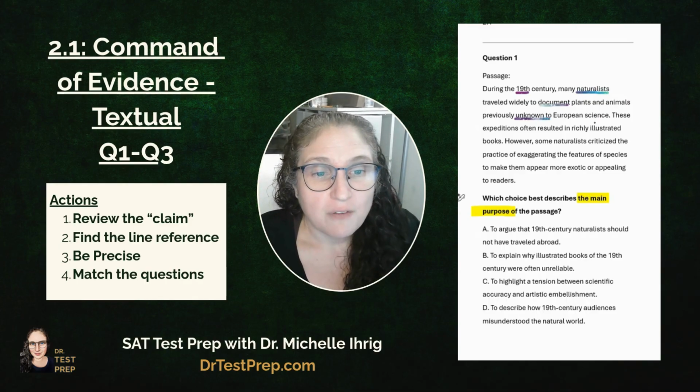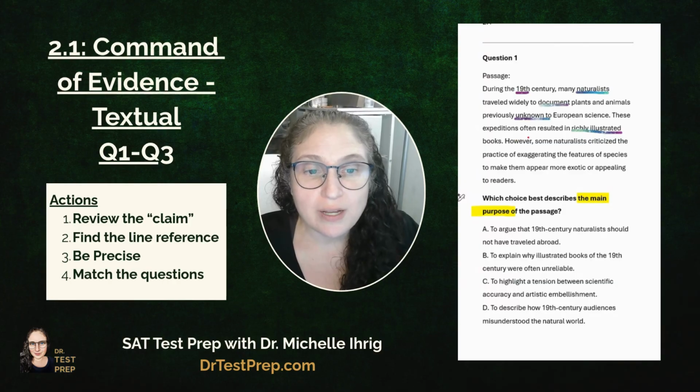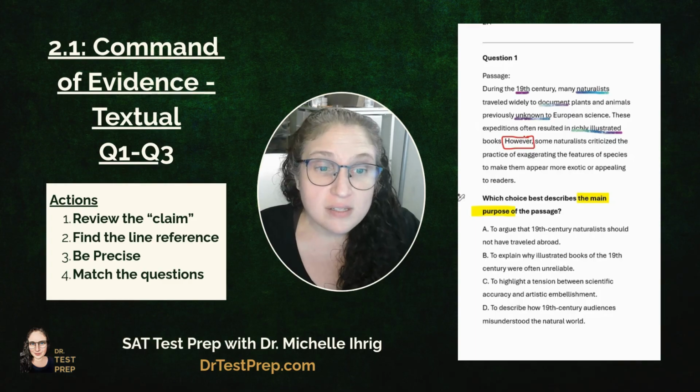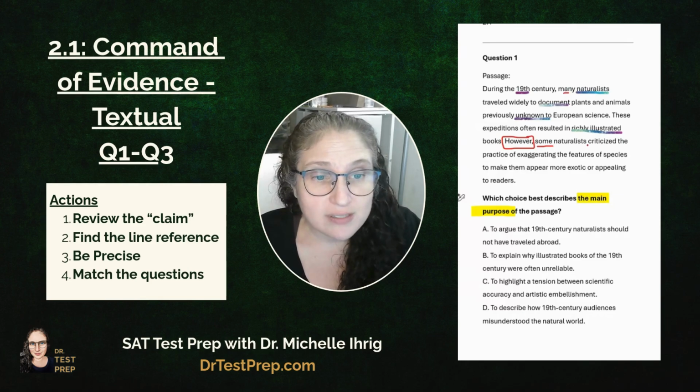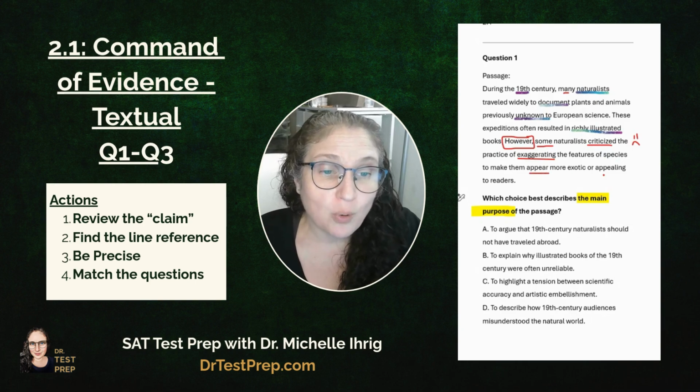These expeditions often resulted in richly illustrated books. Now, this next part is important. Notice the word however. Anytime we see things like however or but, usually it means that there's a contradiction coming. So, however, some naturalists criticized, so not all, but some, so we had many up here, now we have some naturalists criticized the practice of exaggerating features of species to make them appear more exotic.